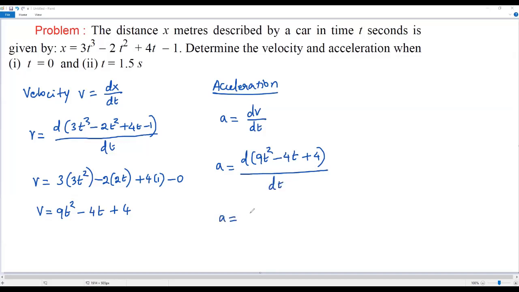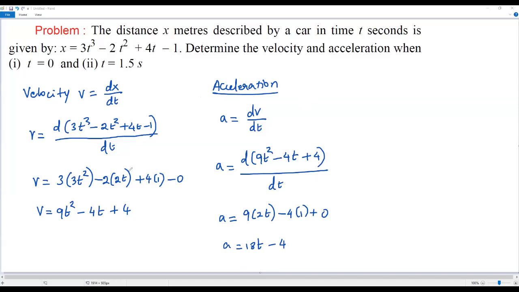Acceleration a equals, so for the derivative of 9t square we keep 9 as it is. The derivative of t square is 2t, and negative 4 times the derivative of t is just 1, positive the derivative of this constant is 0. So a equals 18t negative 4. This is the acceleration. Now I have the velocity and acceleration in terms of time t.